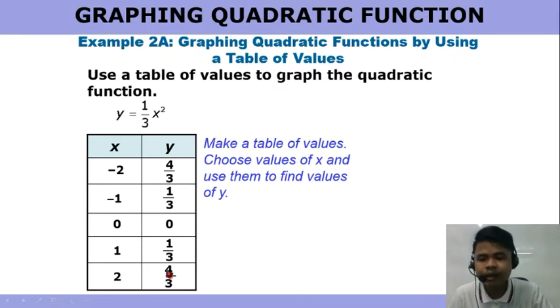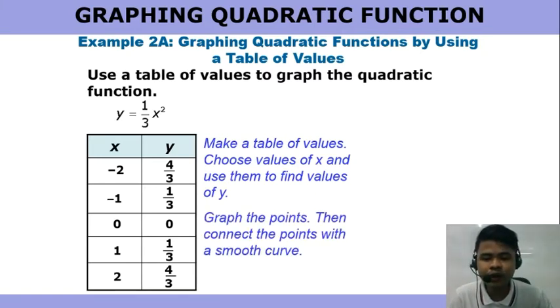Okay. Lastly, bakit 4/3 ang katapat dito sa positive 2? It is because 2 was substituted in the x. So, naging 1/3 times 2 squared siya. 2 squared is equal to 4. 1/3 times 4 is equal to 4/3.